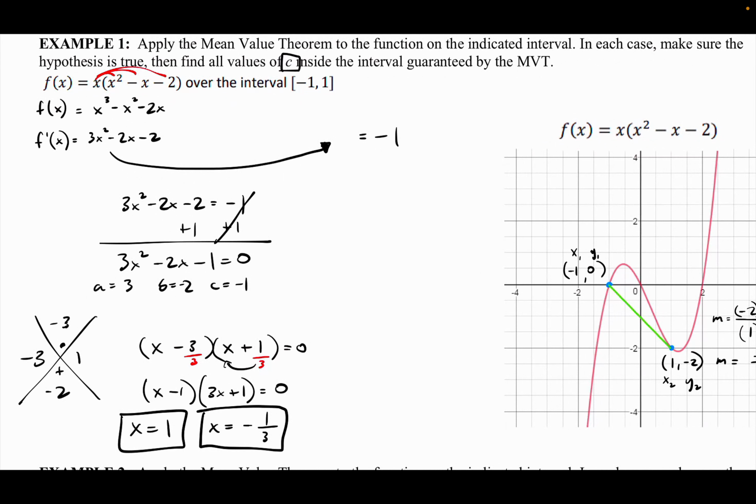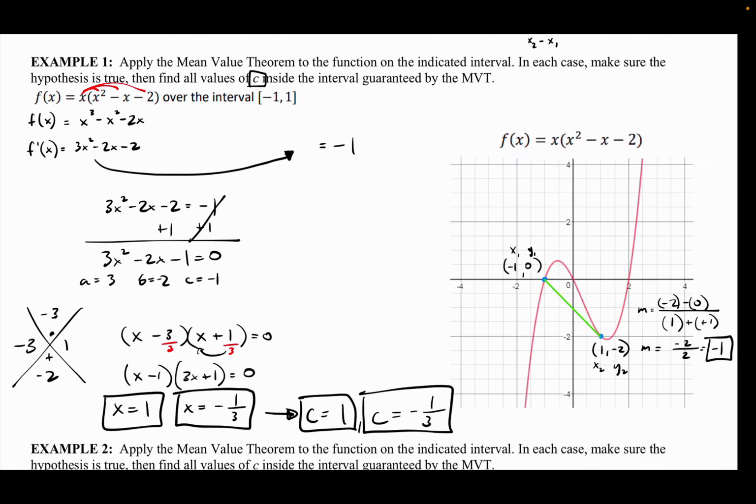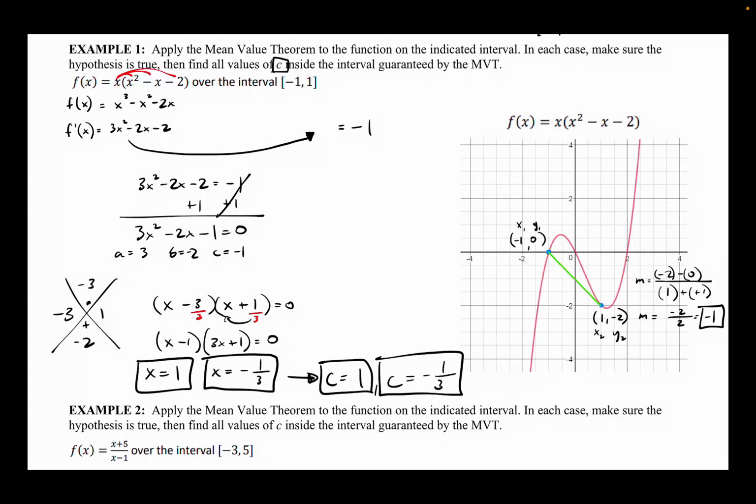So are those both within the interval? Yes, they are, because it's brackets, so 1 counts, and negative 1/3 is inside the interval. So C equals 1, C equals negative 1/3. So all you're doing is finding 2 slopes and setting them equal to each other.